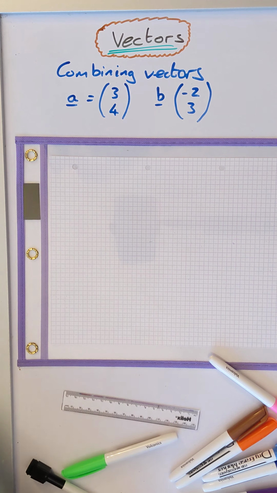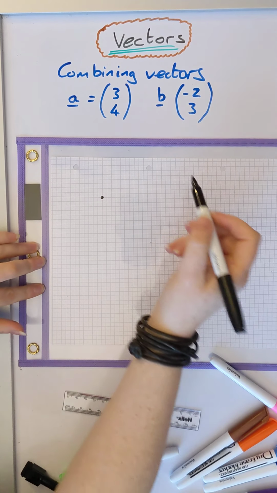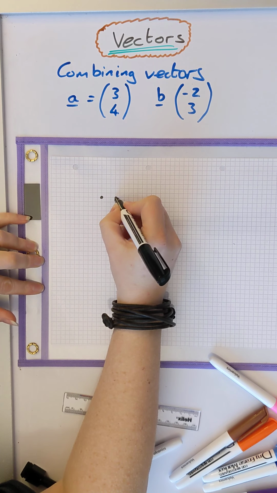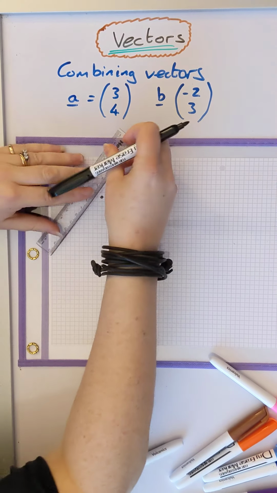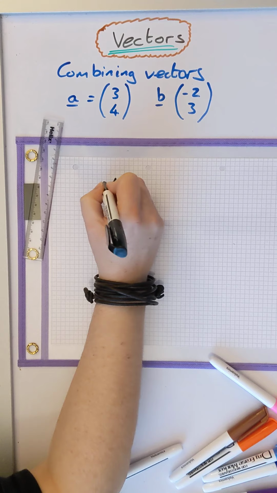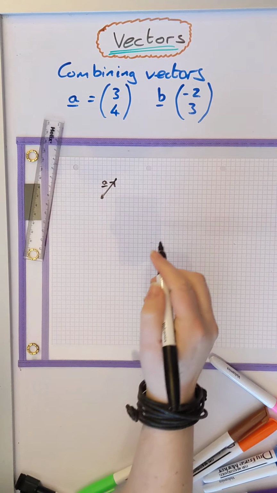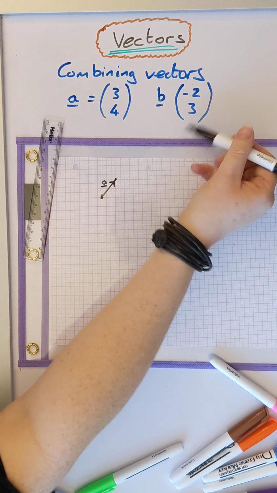You may at times be asked to combine vectors, and you might be asked to do it graphically. So if we have a start point, we're going to move from that start point 3 on the x, 1, 2, 3, and 4 on the y, 1, 2, 3, 4. We're going to join them up. And that gives us a vector A. Remember your arrow? We have another vector here, (-2, 3).